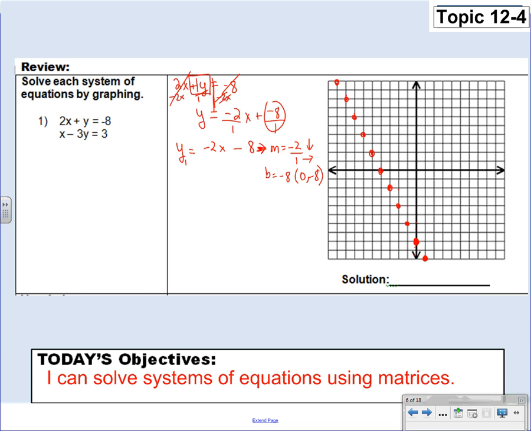Follow the pattern till we go through the whole grid. And then we will graph our line through those points. This is my first equation. I'm going to label it y1.